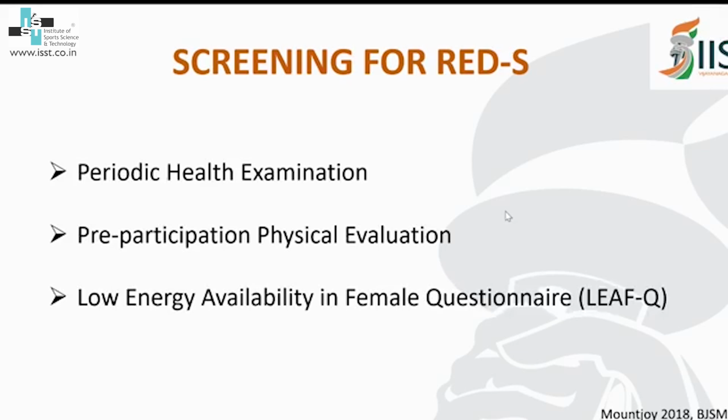What's also recommended by the IOC is a questionnaire called the Low Energy Availability in Females Questionnaire. It's a validated screening tool, which unfortunately is only available for female athletes right now, but I believe they're working on a similar questionnaire for male athletes as well. This questionnaire assesses an athlete on 3 important variables.